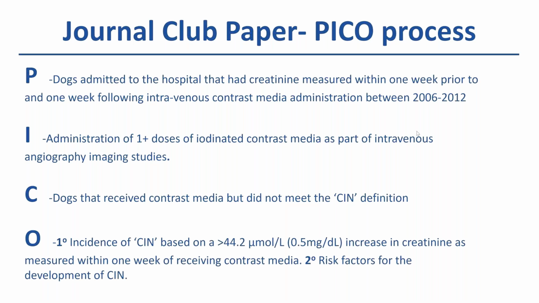The primary outcome was the incidence of CMA, and they used the KDIGO definition of that, so a 0.5 milligram per deciliter increase in creatinine, and it was within 1 week of receiving contrast media. Secondary outcomes were looking at risk factors that might have contributed to the development of contrast media associated acute kidney injury.